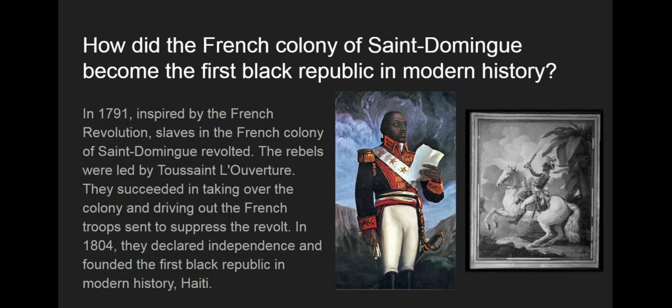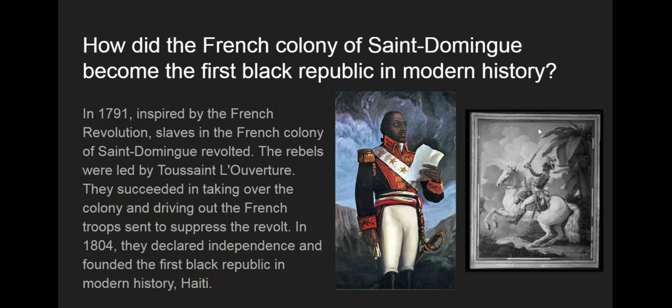So in 1791, inspired by the French Revolution directly, slaves in the French colony of Saint Dominique revolted. These rebels were led by Toussaint Louverture. They succeeded in taking over the colony and they drove the French troops out that had been sent to suppress the revolt. And in 1804, they declared themselves independent and founded the first Black Republic in modern history, and they renamed themselves Haiti.